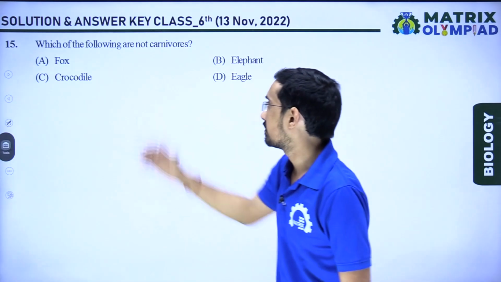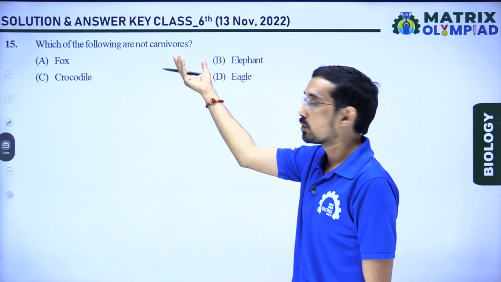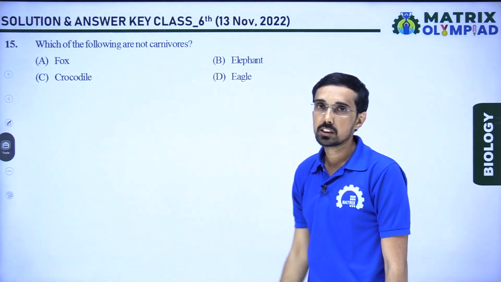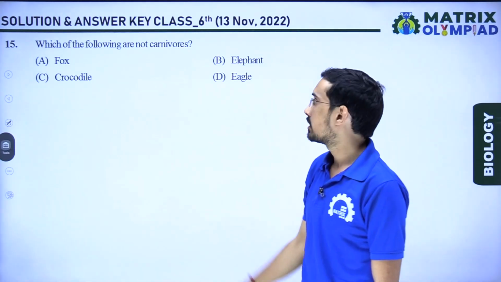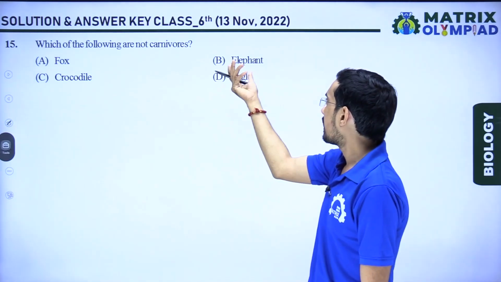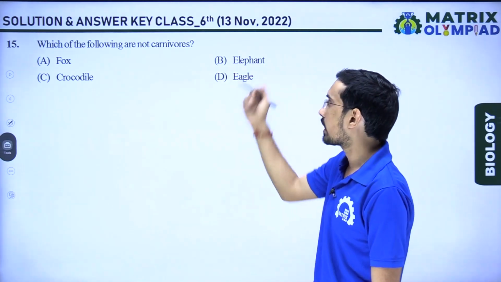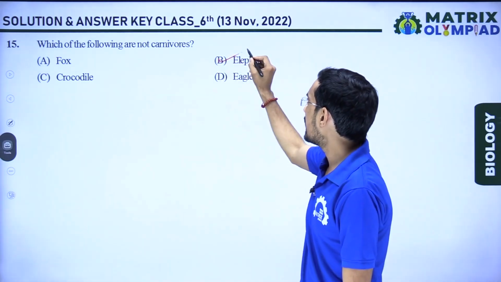Now next question, which of the following are not carnivorous? As we all know, carnivorous are the animals which eat other animals. First is fox, it is a carnivorous animal. Elephant, it is a herbivorous animal. So the most appropriate answer will be option B, elephant.